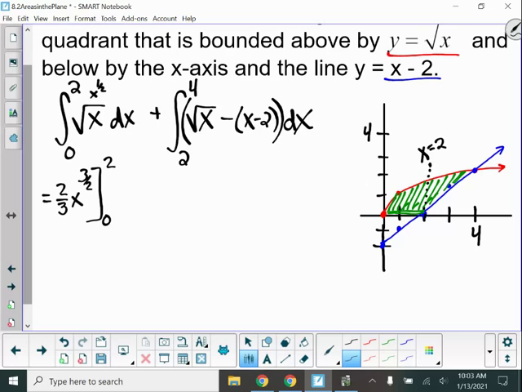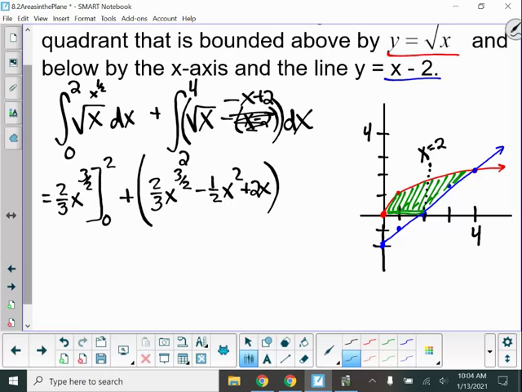The next one, when I integrate, this is going to be a minus x plus 2, so that's what I'm going to use there. This is going to be 2/3 x to the 3/2 minus 1/2 x squared plus 2x, and then that one is going to be evaluated from 2 to 4.